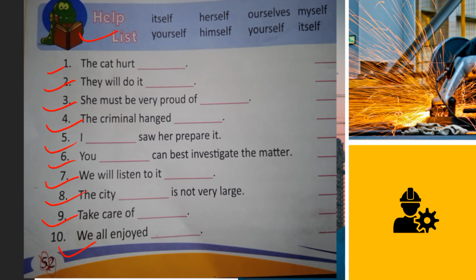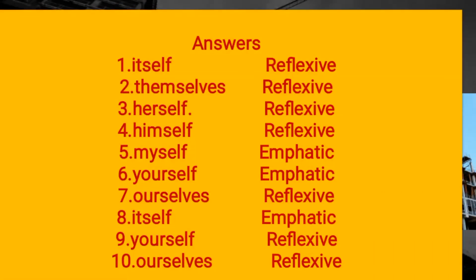So students, now note down the answers in your book. Let me share the answers here. Here you can see the answers are given. You can fill the answers in your book. The first answer is: the cat hurt itself, and it is reflexive. Second answer, they will do it themselves. It is also reflexive. She must be very proud of herself. This is also reflexive. The criminal hanged himself. This is also reflexive.